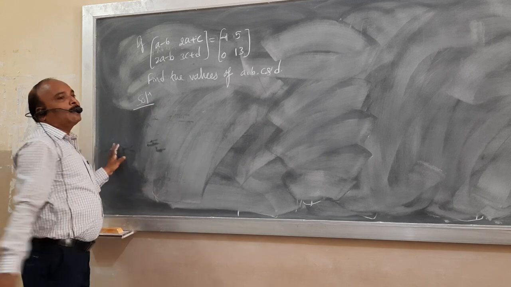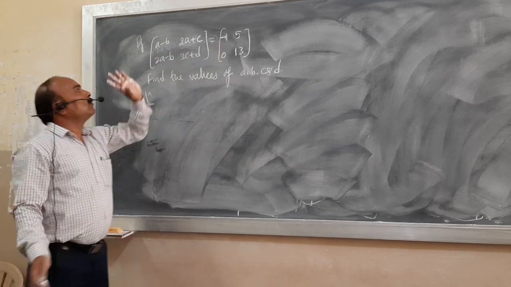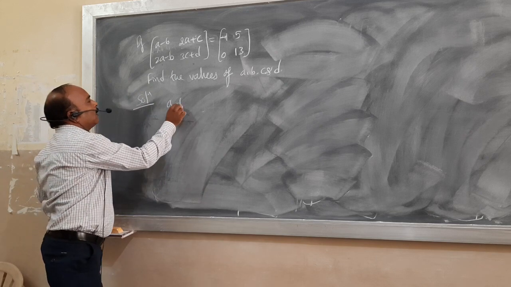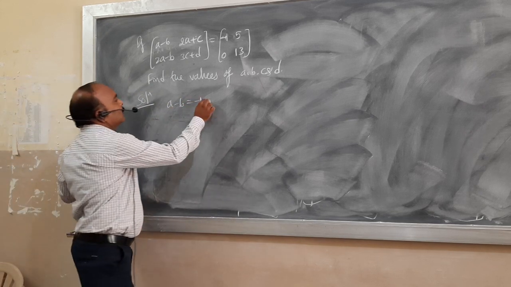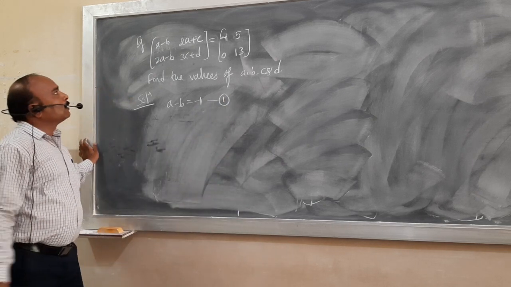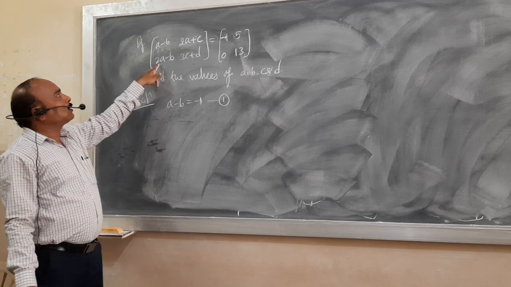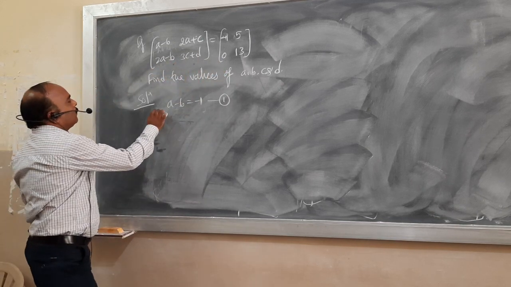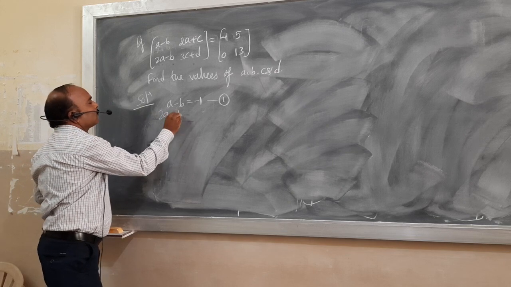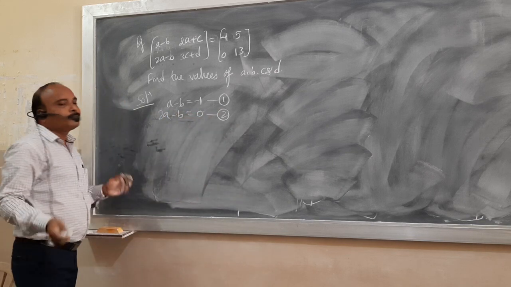How can you take corresponding elements? Here a minus b is equivalent to minus 1. Directly you write a minus b equal to minus 1, and you got this as equation number 1. And you take the equation which has a and b first. It is 2a minus b, its corresponding element is 0. 2a minus b is equal to 0. Got this as equation number 2.